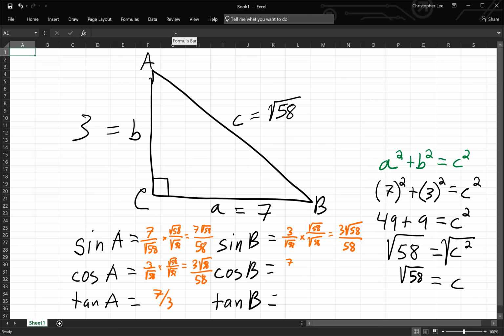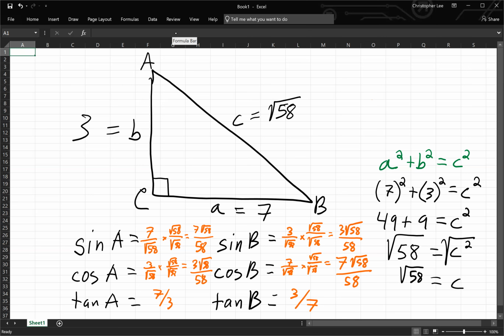Very good. And then we have to rationalize the denominator. So I'm going to multiply by square root 58 over square root 58. Final answer is 7 square root 58 over 58. Tan B, what's that? 3 over 7. And that's it.